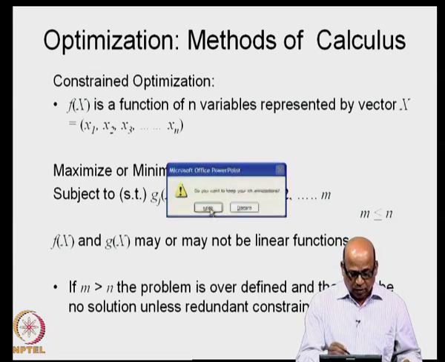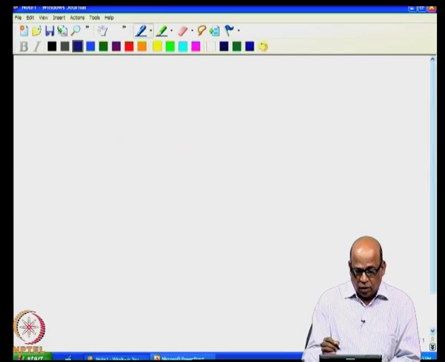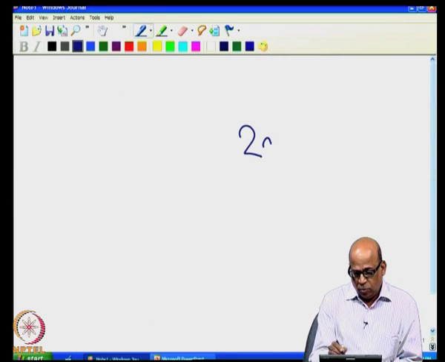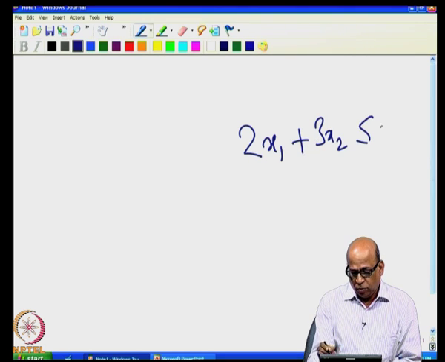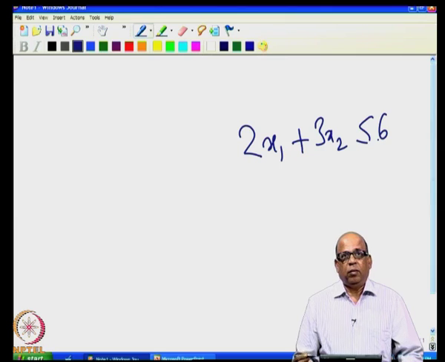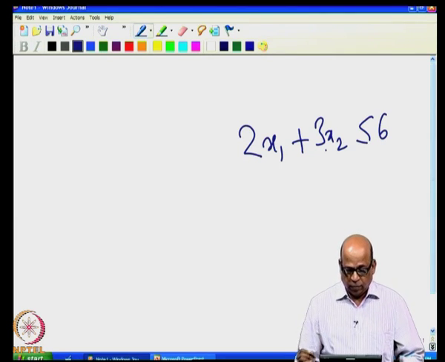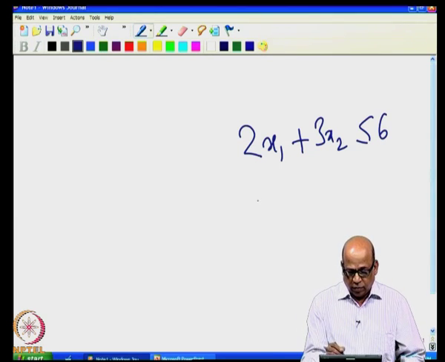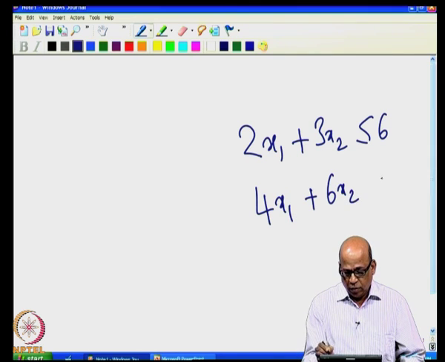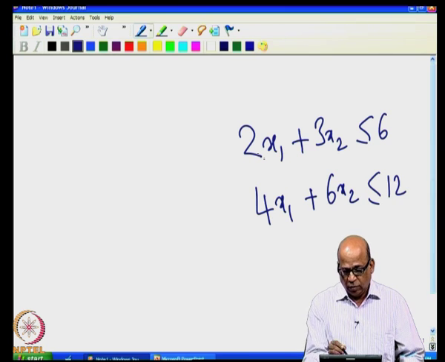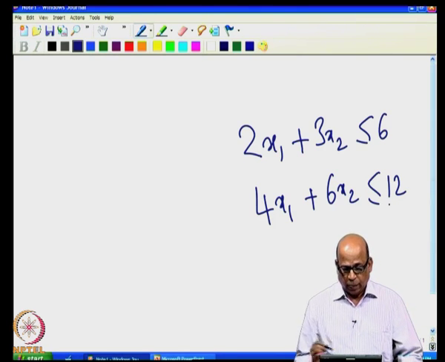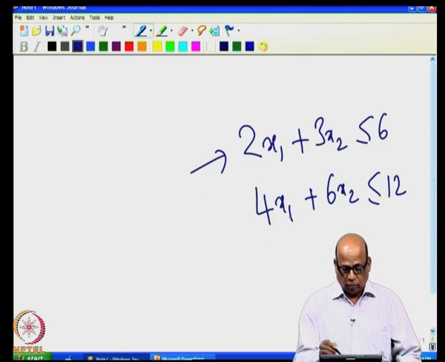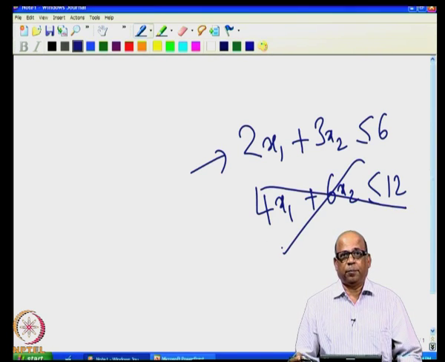For example, let us say that you have a constraint of the type 2x1 plus 3x2 is less than or equal to 6. This is one of the constraints in two variables. Let us say I have another constraint, 4x1 plus 6x2 is less than or equal to 12. That means, simply multiply the first by 2. Then naturally, whenever this is satisfied, that is always satisfied. So, one of the constraints becomes a redundant constraint.